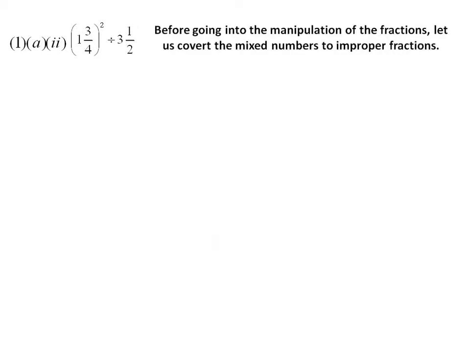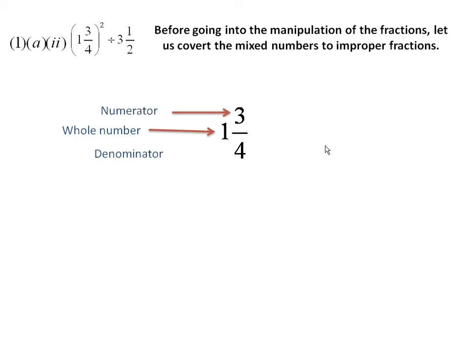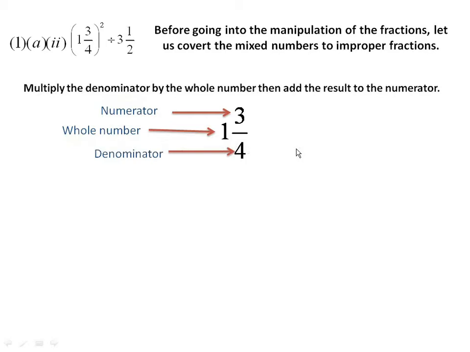Before going into the manipulation of the fractions, as usual, let us convert the mixed numbers to improper fractions. There we have labeled the different parts of the mixed number. We have the whole number, we have the numerator, and we have the denominator. In converting the mixed number to an improper fraction, first we multiply the denominator of the fraction by the whole number. That we will do first.